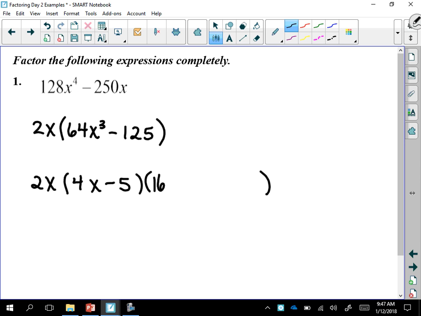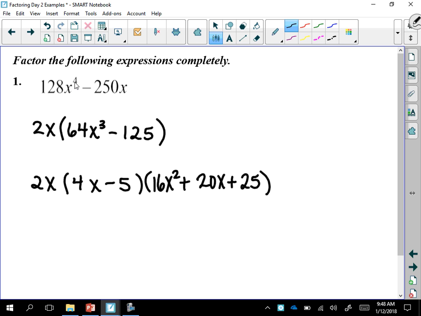So, square the first term, so 4x squared is 16x squared. Then the opposite sign, so it's plus in this case. Then the product, 4x times 5 is 20x. Then plus, and then square the last term, and so that would just be 25.